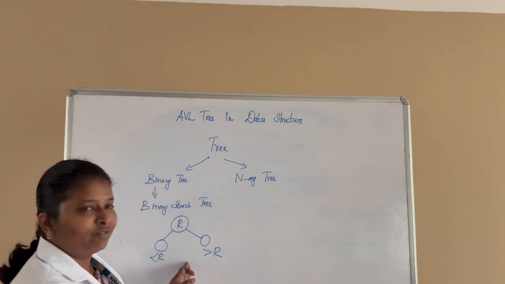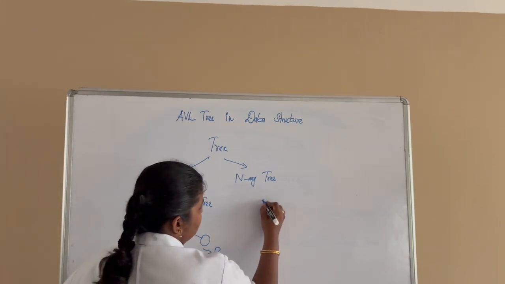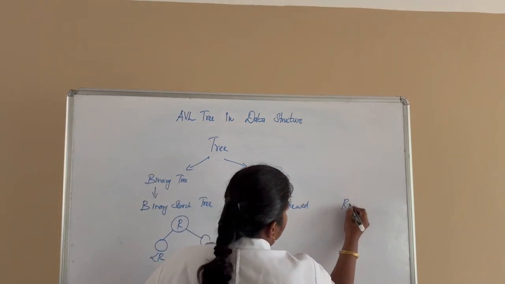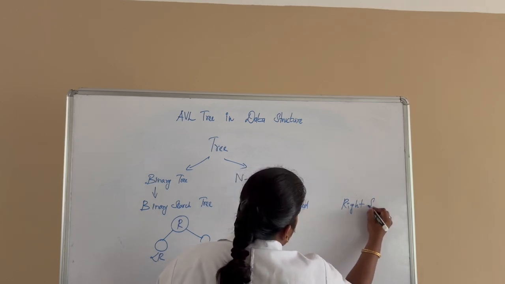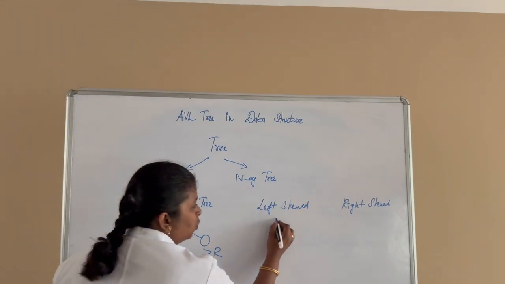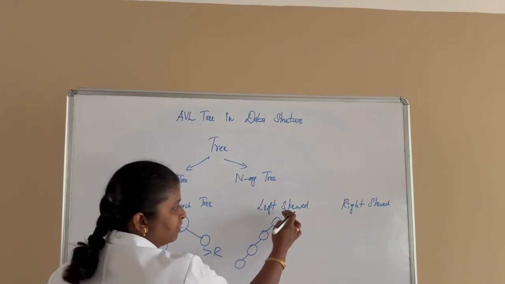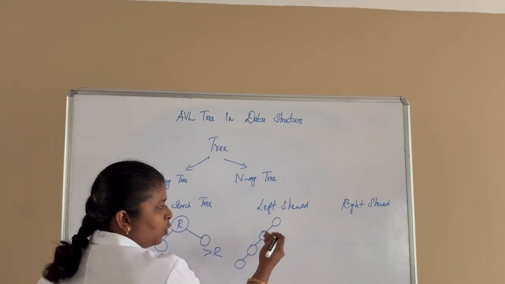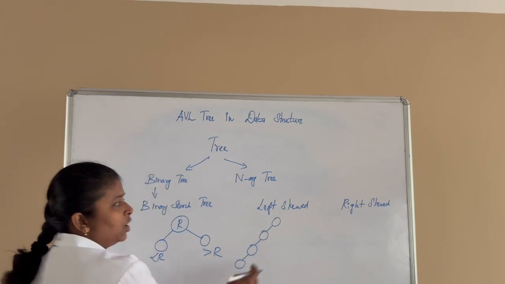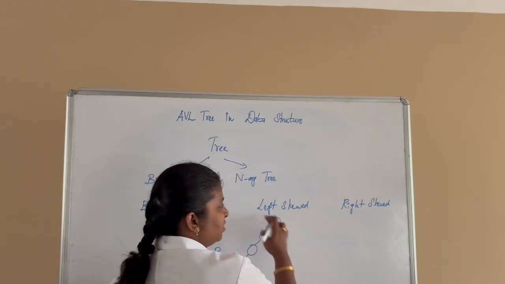But here also we have one disadvantage: this binary search tree leads to the concept of left skewed tree and right skewed tree. That is, if your tree grows only towards the left side, that is, you have a root node and all the elements which you want to insert are less than the root node, then the tree grows only towards the left subtree; it doesn't have any right children. So this is the concept of left skewed tree.